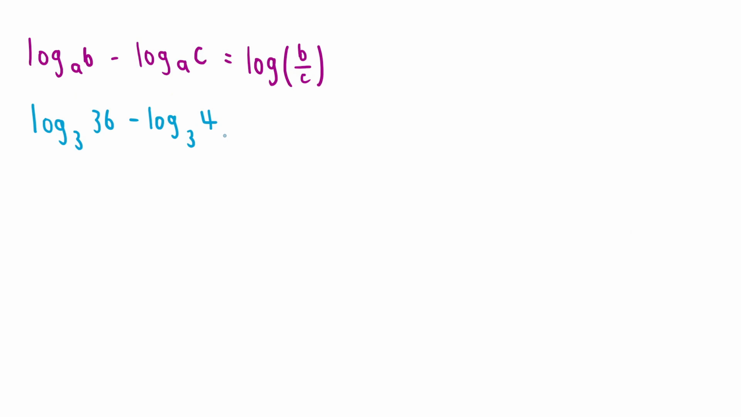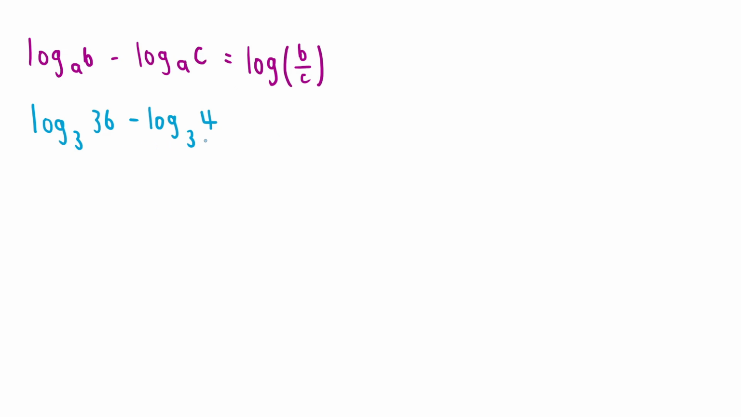So here's an example where we need to use the quotient rule of logarithms to combine the logarithms. So if we look at the two logarithms, log base 3 of 36 and log base 3 of 4, we can see that both logarithms are hard to compute and don't have an integer value. But what we can do is use the quotient rule of logarithms. Log base a of b minus log base a of c is equal to log base a of b over c.